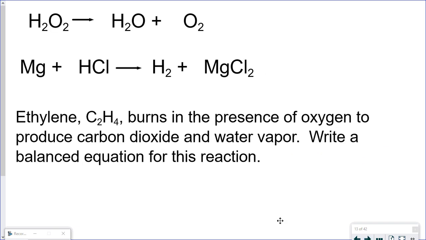In our next one, we have hydrogen peroxide, that's the H2O2, producing water and oxygen. So on both sides of the equation, we have hydrogen and oxygen. On our reactant side, we have 2 hydrogens and 2 oxygens. On our product side, we have 2 hydrogens, but here we have a total of 3 oxygens, 1 from the water and 2 from the oxygen.